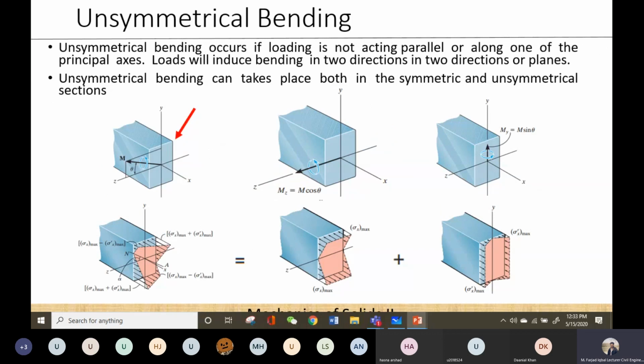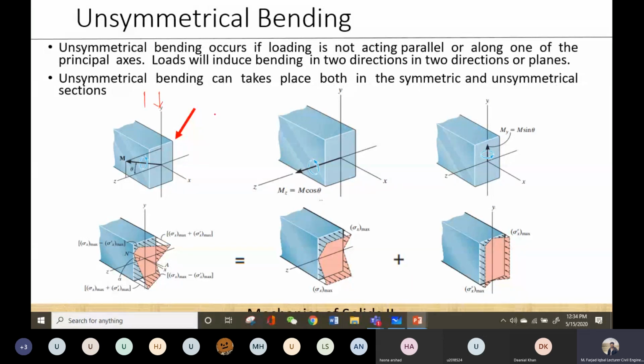Now, this is the important question: when does unsymmetrical bending take place? If I have this beam going into the paper, in the previous cases the load was being applied in this direction, parallel to the y-axis, which is basically the principal axis. Due to this type of loading, symmetrical bending takes place. But what if my load is acting something like this?